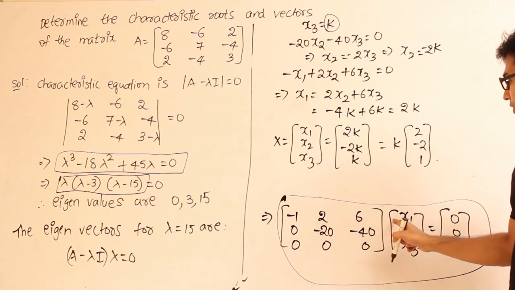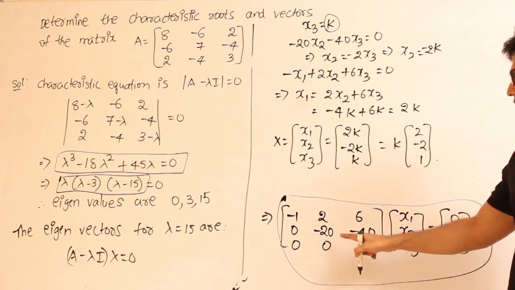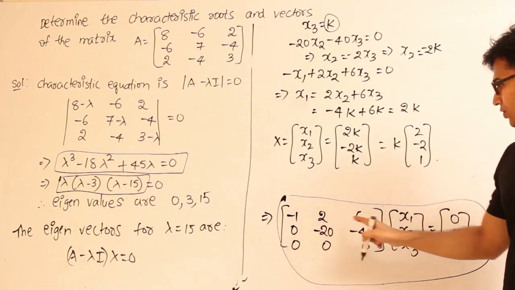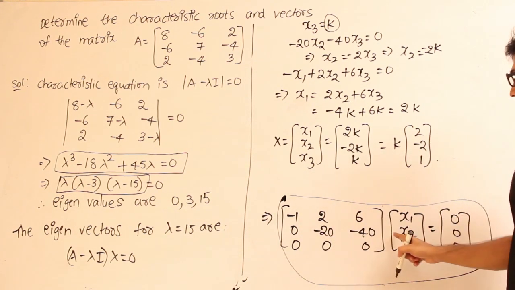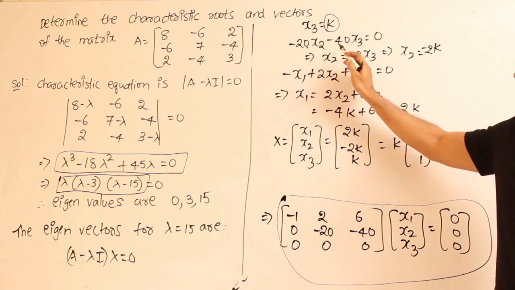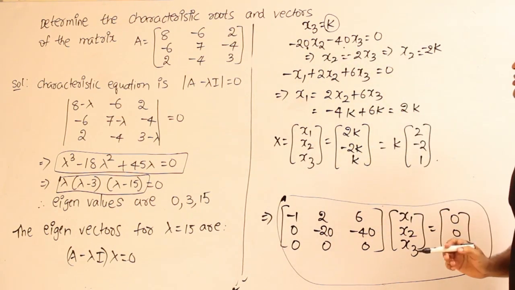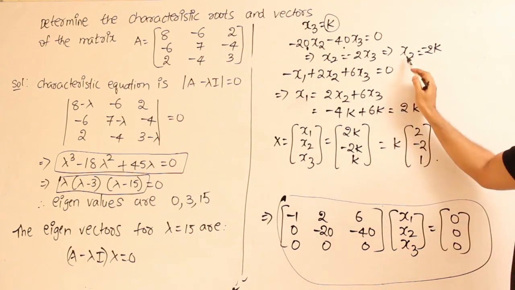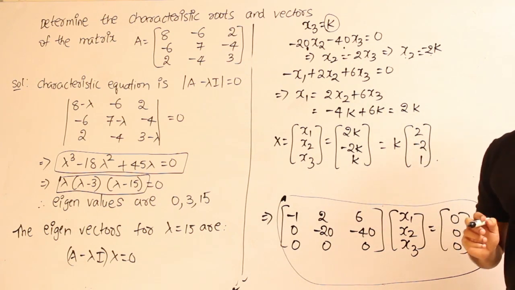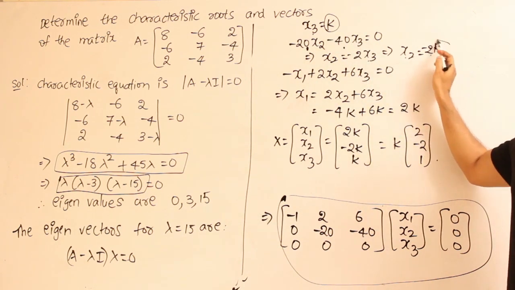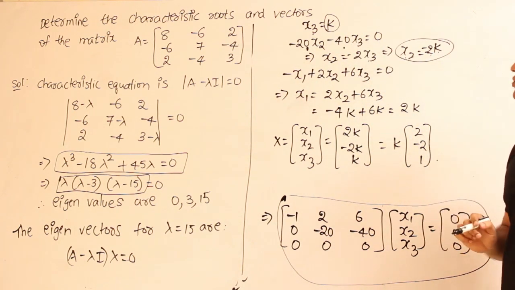It is not minus 20x1 and minus 40x2. It is minus 20x2 minus 40x3, because 0 has to be multiplied with x1, minus 20 has to be multiplied with x2, minus 40 has to be multiplied with x3. Therefore minus 20x2 minus 40x3 equal to 0. From that we get x2 equal to minus 2x3. So from that we get x2 equal to minus 2k, because x3 we already assumed that it is k. So x2 we got it as minus 2k.